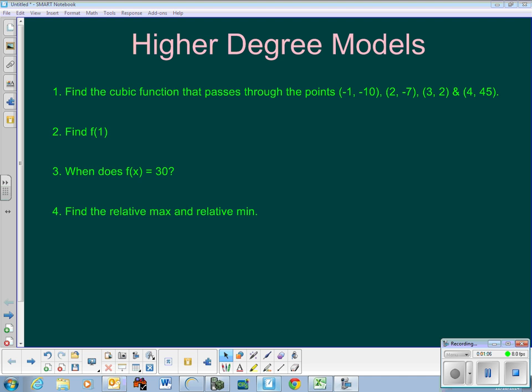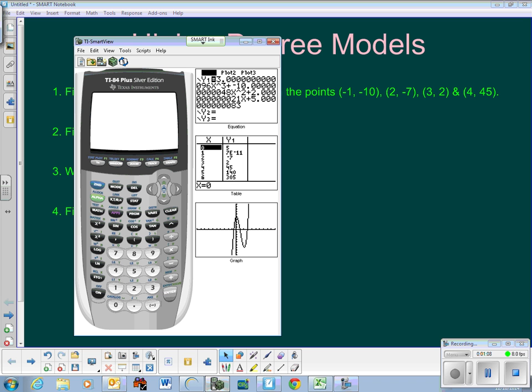if given those 4 points. So what we want to do is go to the stat menu and enter the x's into list 1 and the y's into list 2. So negative 1, 2, 3, and 4 versus negative 10, negative 7, 2, and 45. We've done this for parabolas before, so now we're just going to get a cubic.